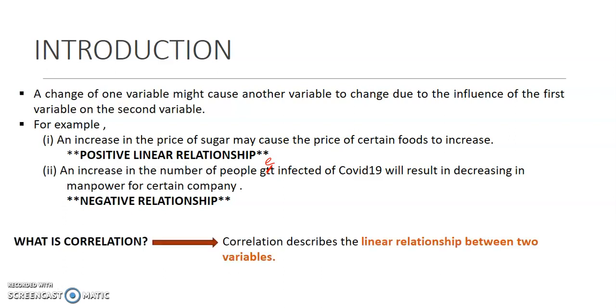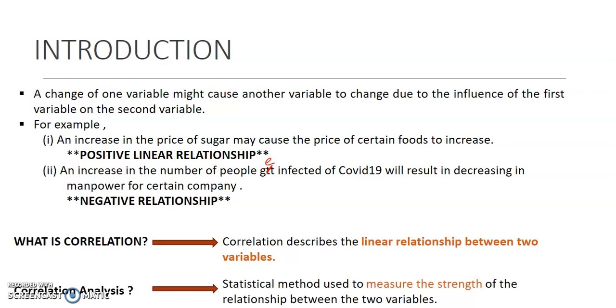So what is correlation? Because this topic is about correlation, what do you understand about it? Correlation describes the linear relationship between 2 variables. Actually, correlation is another word for relationship. For correlation, you will conduct correlation analysis. Correlation analysis is a statistical method used to measure the strength of the relationship between the 2 variables.